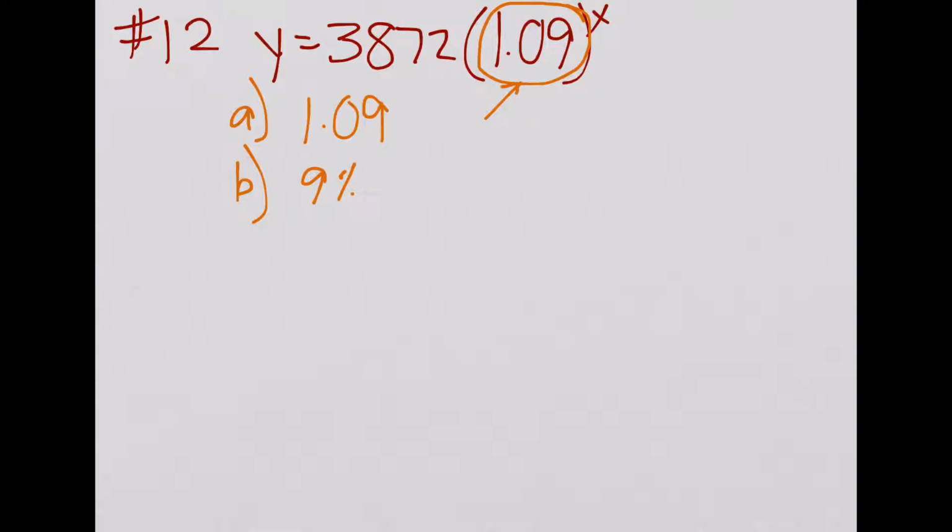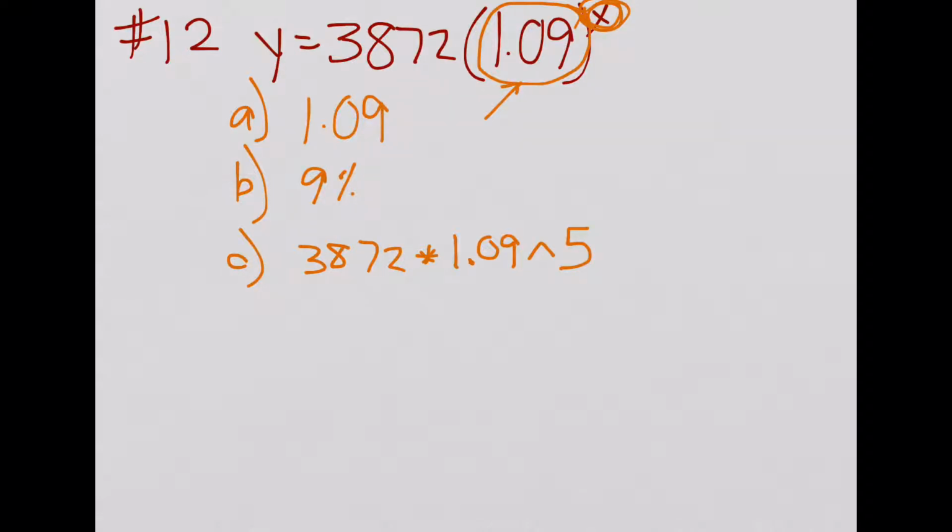And then for C, evaluate the equation if x equals 5. You are taking the equation that they gave you, and instead of x, you're going to put in a 5. And when you type that in the calculator, be careful. 3872, and then you can hit the times 1.09. Do not hit enter. If you multiply those two things together first, you will get it wrong.